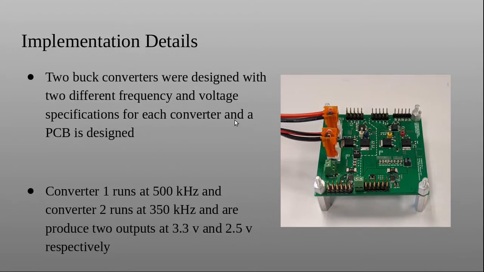So coming to the implementation details of the converter, two buck converters were designed with two different frequency and voltage specifications for each converter, and a PCB is designed. So this is the PCB that we have. We are trying to put them in closed loop so that even if we change the input voltage from 8 to 15, these emit a constant output voltage of 3.3 and 2.5 respectively, and fight against those input voltage variations. So this needs a lot of control engineering too, and we have also done that actually.